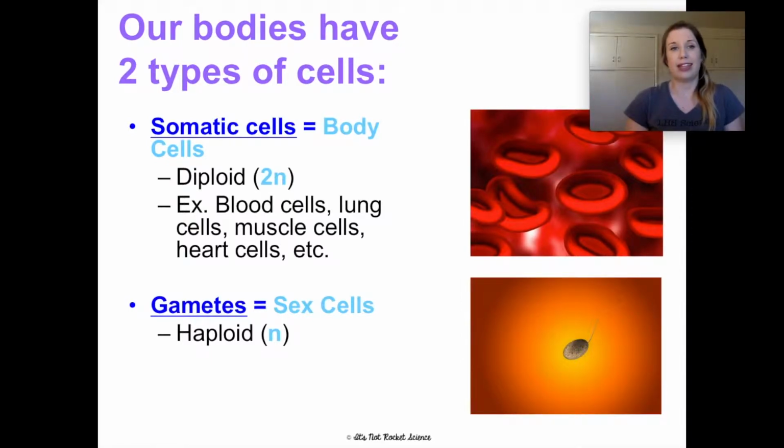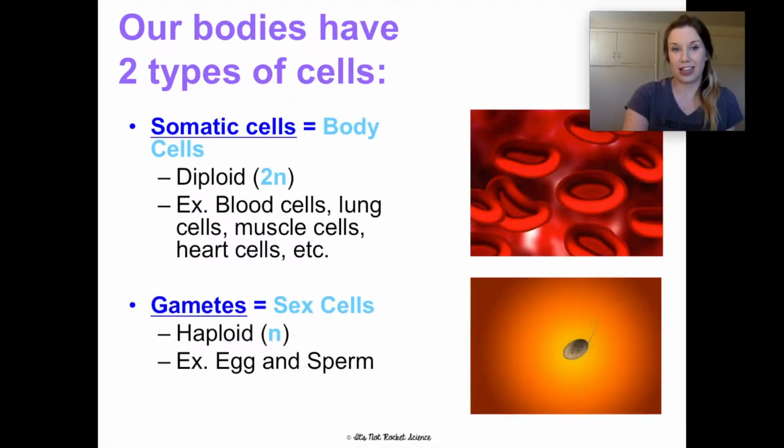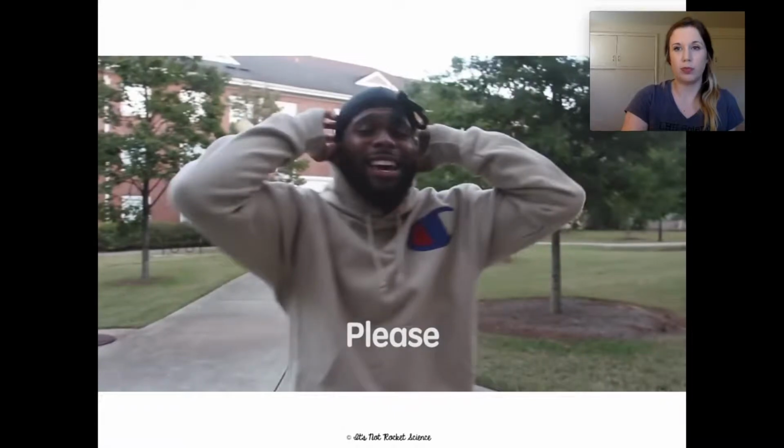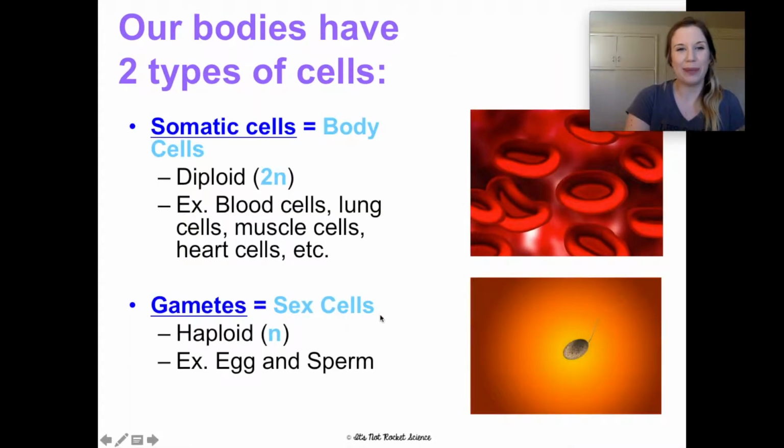And so in somatic cells, it literally just means that they have 2 times the amount that our gametes do, 2 times N. So N represents the number of chromosomes in sex cells, which for us would be 23 in our egg and sperm. And if we multiplied that by 2, we would get 46, and that would be the number of chromosomes in our somatic cells. Okay.